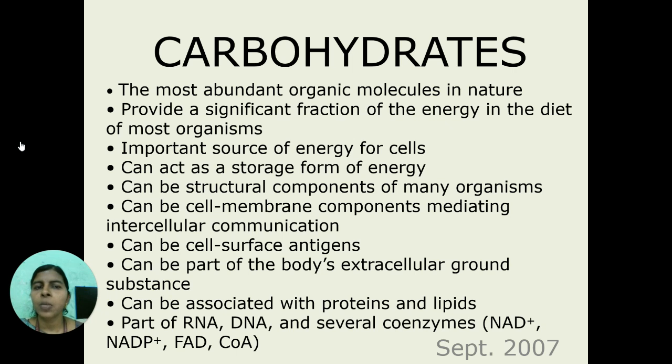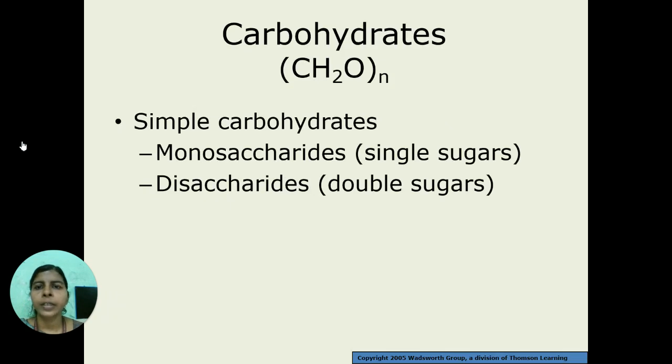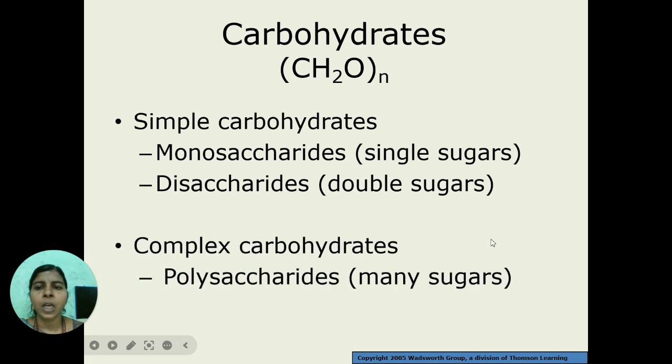DNA means deoxyribonucleic acid. RNA means ribonucleic acid. The general formula of carbohydrate is CH2O n. Generally, it is classified into two types. First type is simple carbohydrate, second is complex carbohydrate. Simple carbohydrate is again subdivided into two parts: monosaccharide and disaccharide.